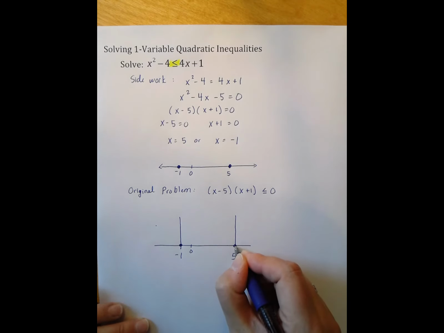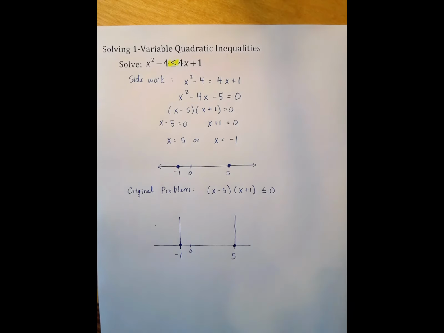So the question becomes, well, where do I shade? That's what inequality means, is that it's in a zone, it's in a region, it's not an exact value. It's not like it's only negative 1. It could be negative 2 and lower or whatever.